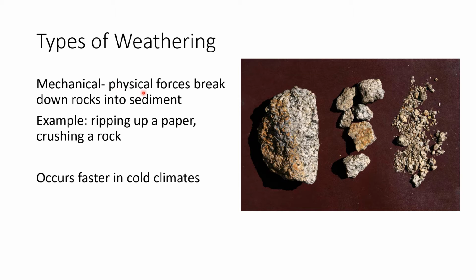This is also sometimes called physical weathering because this is when physical forces break down rocks into small chunks called sediments. Like you can see in this example here, you start off with a big rock and then it gets crushed up into small little chunks called sediments, and that's physical or mechanical weathering. Another example from everyday life is like ripping up a piece of paper. As you rip it into smaller and smaller pieces, it's still paper, it's just smaller pieces of paper. And physical or mechanical weathering occurs faster in colder climates.